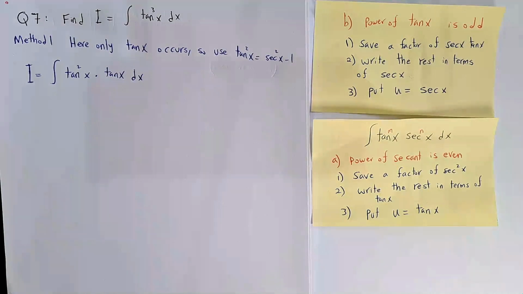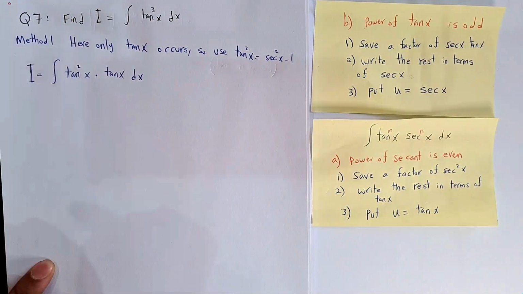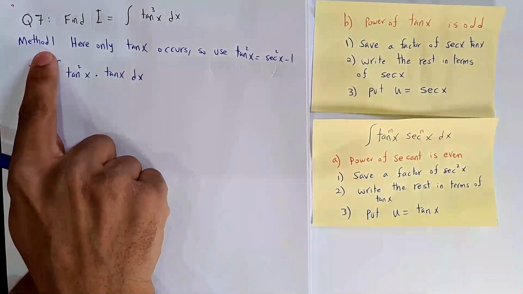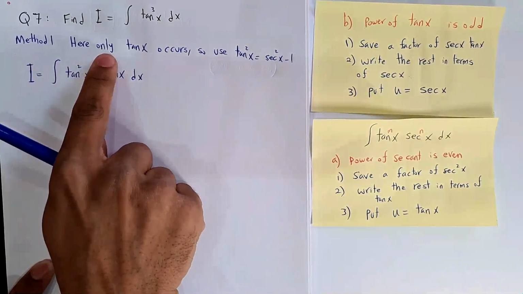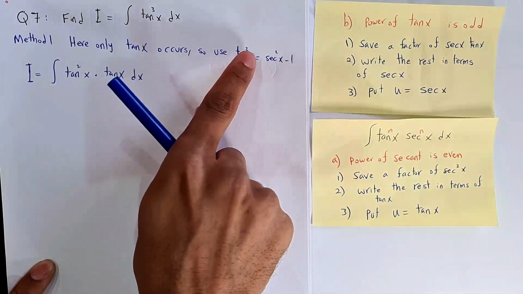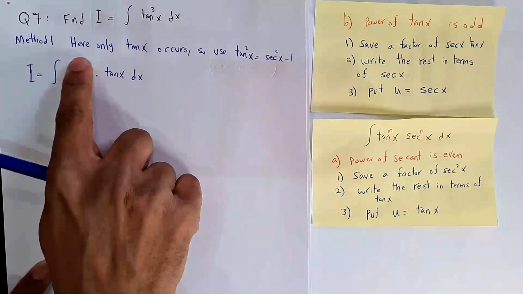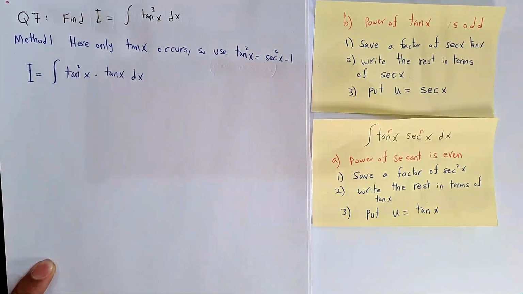Now let us see question number 7. It says find the integral of tan cubed x dx. We will solve it using two methods. Method number 1 is as follows. Here only tan x occurs, so use the identity tan square x equals secant square x minus 1. That means you save tan square and you write the rest, which is tan x.